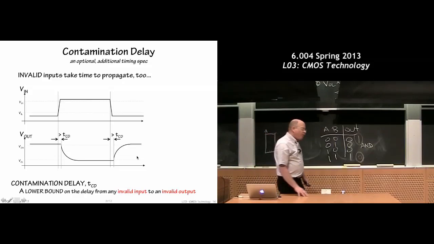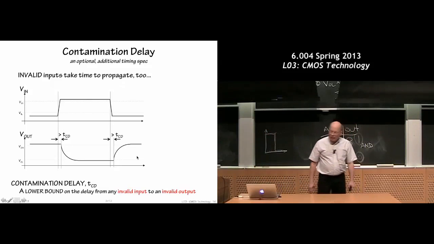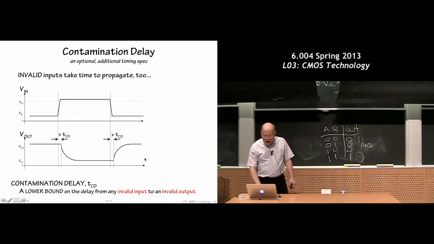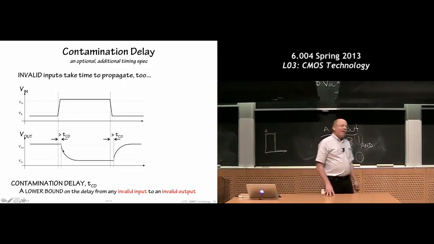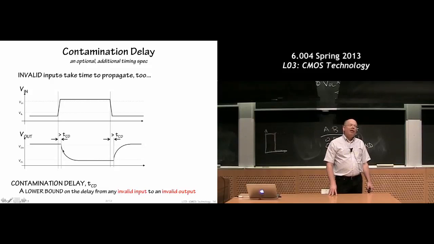Okay, there's a different sort of measurement called contamination delay, which is invalid in to invalid out. In other words, how long does it take between when the input first becomes invalid? In this case, this input crosses the VIL threshold there. It went from being a valid 0 to an invalid voltage right at this point. How long does it take for the output to become invalid? So now what we're doing is measuring, if I go from valid to invalid on the input, how long does the old good value still stick around on the output?